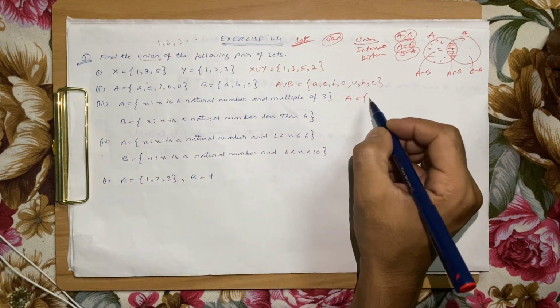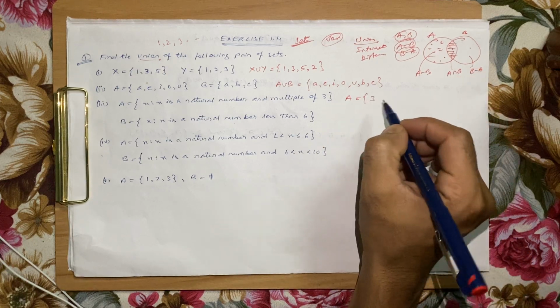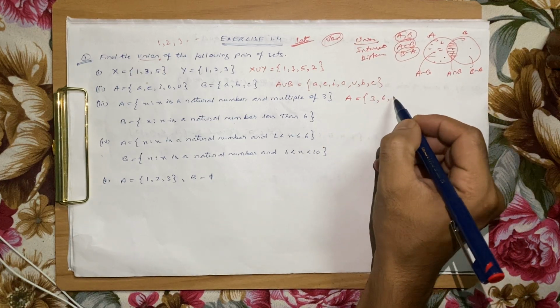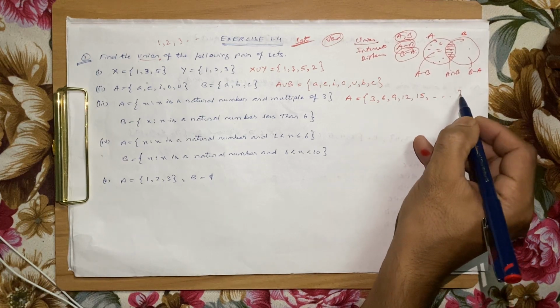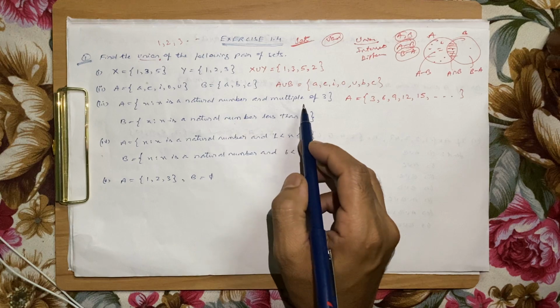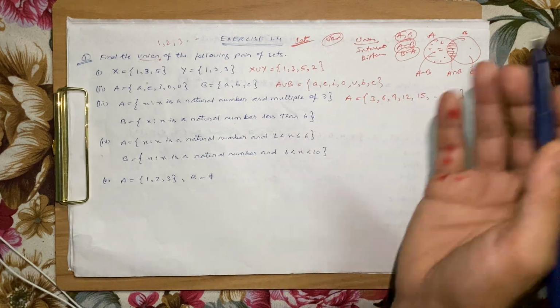So the first multiple of 3 is 3 times 1, that is 3. Then I have 3 times 2, which is 6. Then I have 3 times 3, which is 9. Then I have 12. Then I have 15, and so on. It goes on, right? So these are the elements of this set, meaning a natural number that is also a multiple of 3.